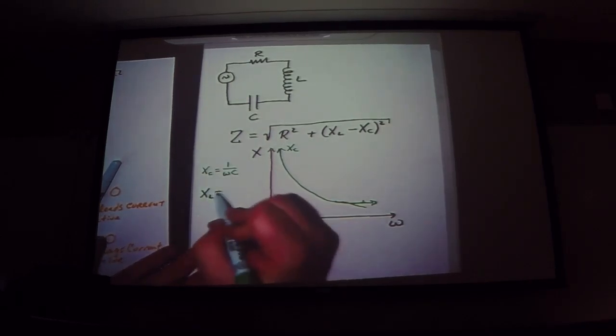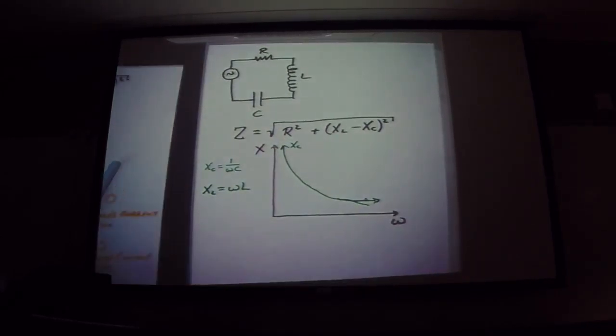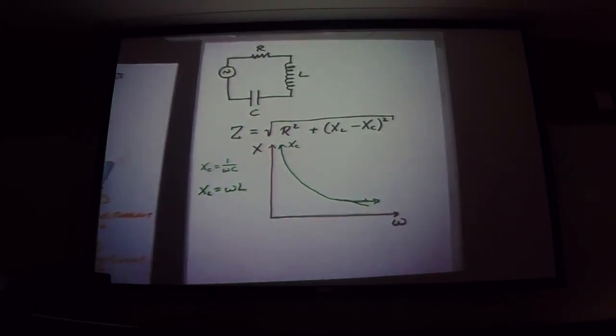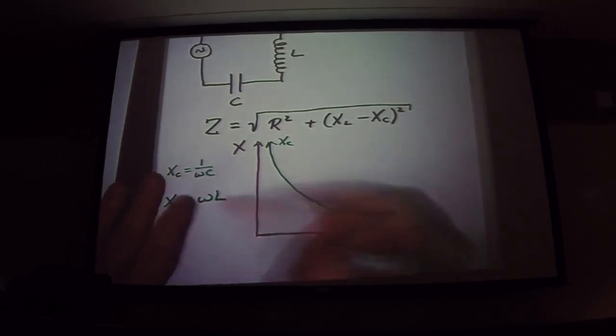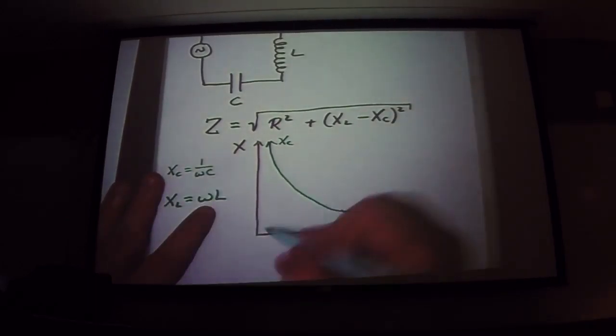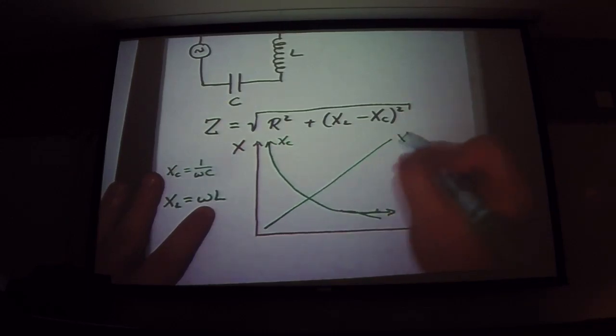X sub L is omega L. What's it going to look like on this graph? It's going to be a straight line. In other words, at 0 frequency, there would be no reactance. Why? Because if you don't change the current at all, the inductor's not going to do anything. So it's a straight line with a slope of whatever your inductance is. Just draw a straight line. X sub L.